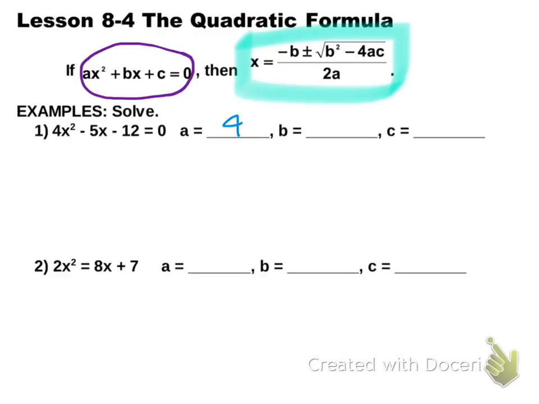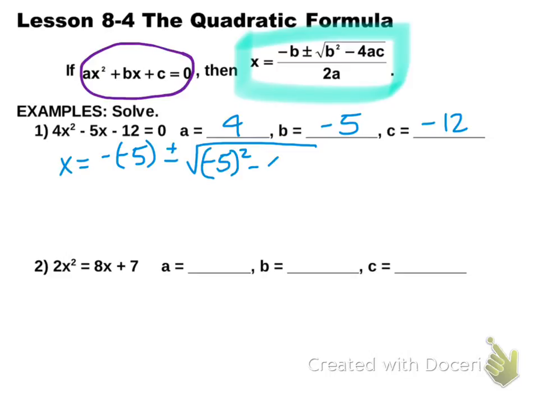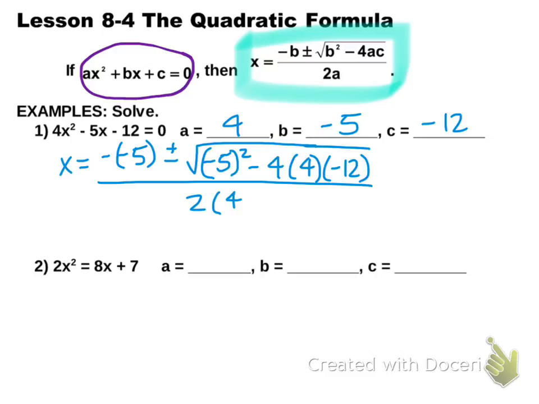A is 4, B is negative 5, and C is negative 12. So then I go back and plug it in. So I have x is equal to negative negative 5. I go ahead and write that just so I don't get confused. Plus or minus, that's what that means. So we end up doing essentially two equations there towards the end. And then we have the square root of b squared, so negative 5 squared, minus 4 times negative 12, all of that divided by 2 times 4.